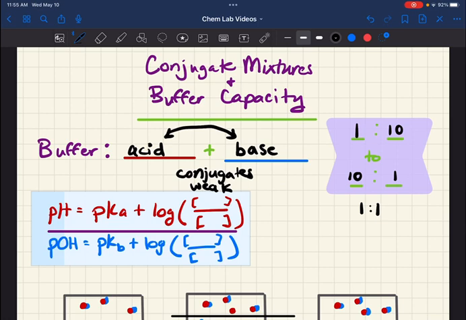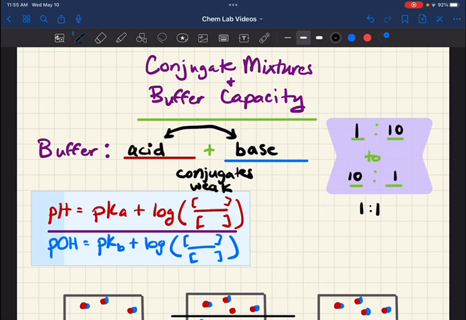Now, a formula is really handy for when we're describing a buffer solution. Technically, we could arrive at the same conclusion by a combination of ice tables for both the weak acid and the weak base in solution simultaneously, and adding together the concentrations of hydronium and hydroxide and figuring it out that way. But this is way simpler.